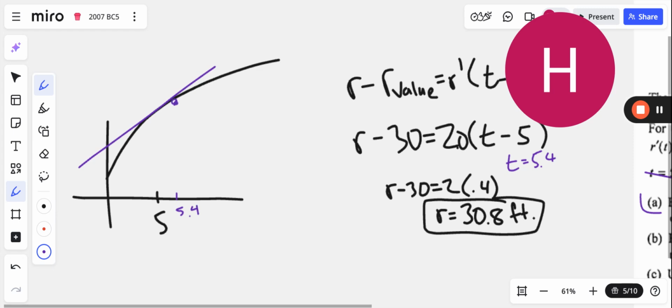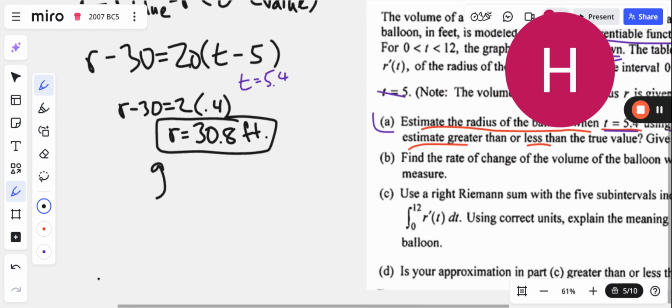The true value is down here, but the tangent line is sitting on top, so it's going to suggest that it's a little higher than it is. So this is going to be greater than the true value.